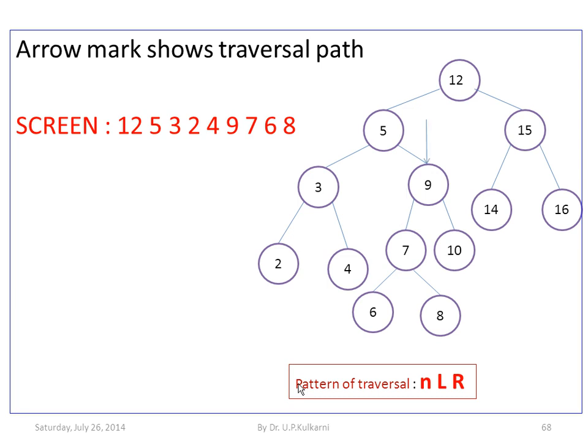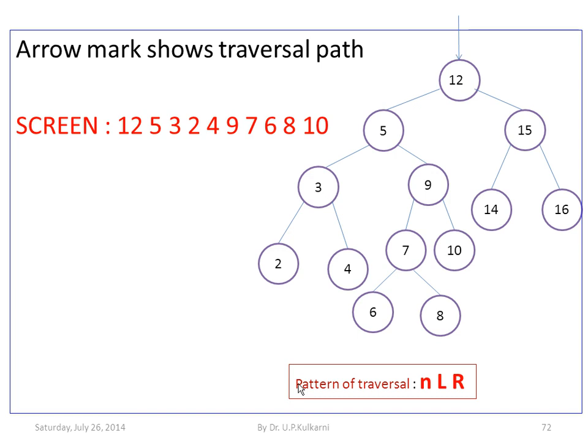For this, N and L is over, go to the right. Now print N, go to L, empty, go to right, it is empty. So NLR is over for the node containing 10. So move back. The node number 9, NLR is over. Node number 5, NLR is over.